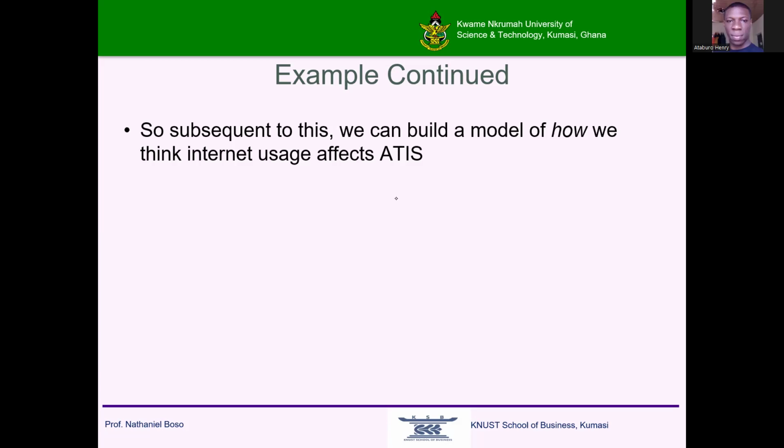Let me clarify again. We want to look at the relationship between internet usage and attitude towards internet security. I'm breaking it down a little to make it easier for us. So there are two possibilities, or even three. Let's limit it to two at this stage. We know that they are related, but how? So the two possibilities are that when internet usage goes up, attitude towards internet security will be positive.